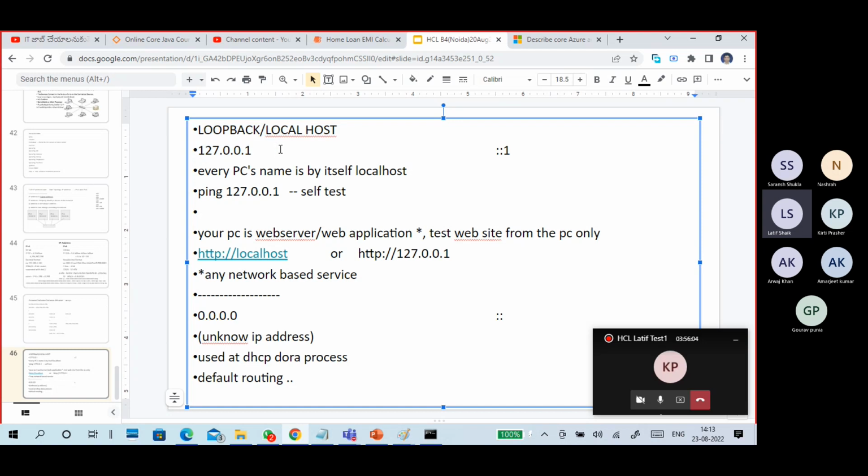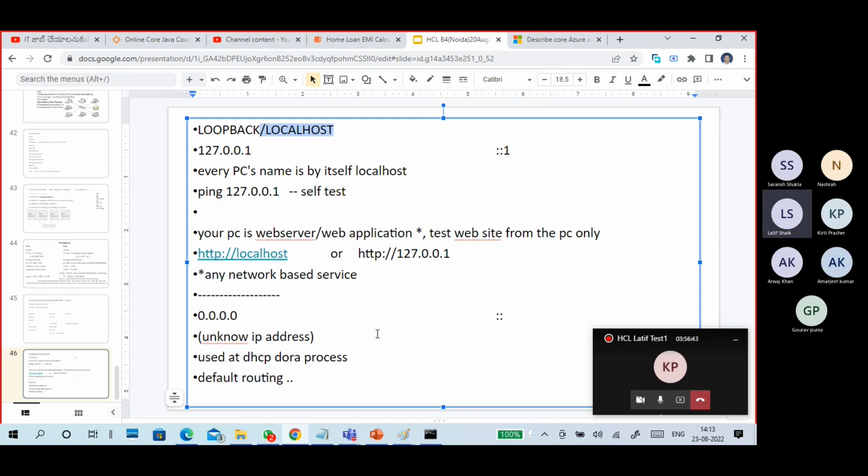Okay, next. In IP addresses, each PC is configured with a different IP address, but everything is configured with a common IP address, 127.0.0.1 by default. It is a loopback or localhost address. Every PC itself has the name localhost and the IP address 127.0.0.1. So for self-testing, we ping 127.0.0.1 or ping localhost. For any web application or web-based connection, when you are communicating to your own PC, you can use localhost or 127.0.0.1.